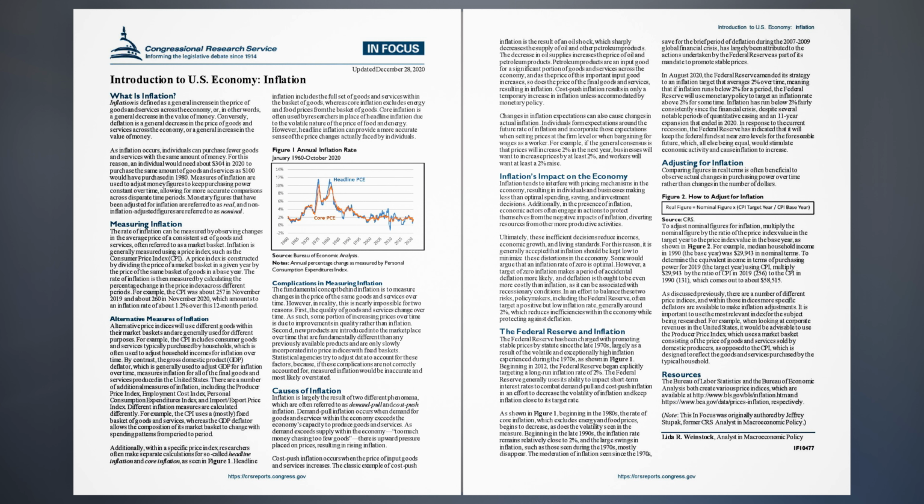It is important to use the most relevant index for the subject being researched. For example, when looking at corporate revenues in the United States, it would be advisable to use the Producer Price Index, which uses a market basket consisting of the price of goods and services sold by domestic producers, as opposed to the CPI, which is designed to reflect the goods and services purchased by the typical household.